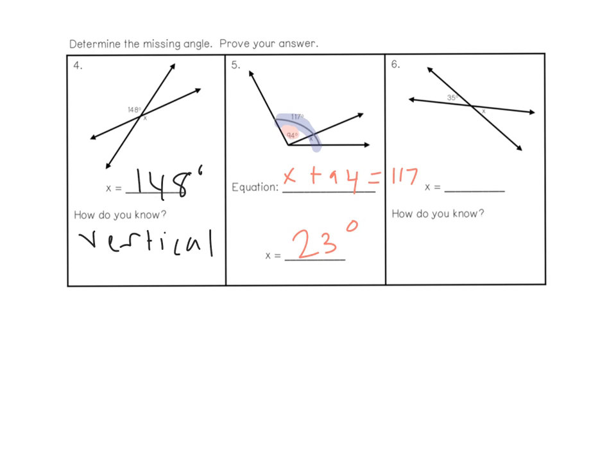All right, and number 6, we have 35 degrees, and we want to know its vertical angle. Its vertical angle will also be 35, and we know that because it is vertical. So vertical angles are congruent.